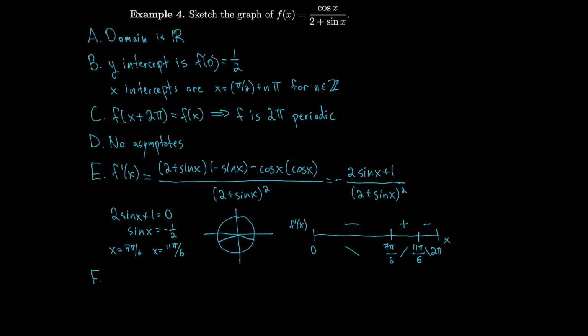So that leads us into f of 7 pi over 6, which is minus 1 over rad 3, if you plug it in, as a local minimum, because it just goes down like that. And similarly, 11 pi over 6, we can see that it's going to be a local maximum. So that's positive 1 over rad 3. Last but not least, we have to check for concavity.